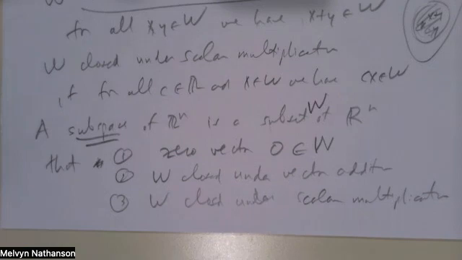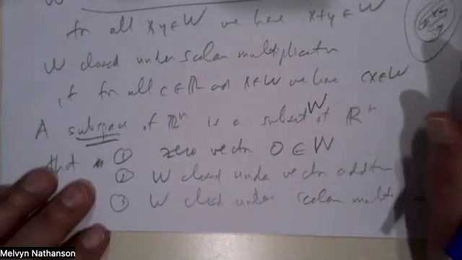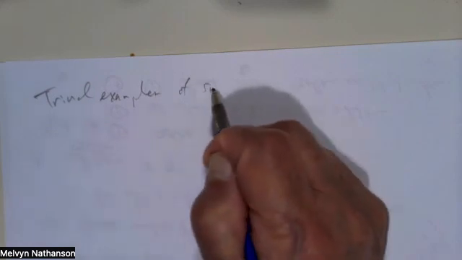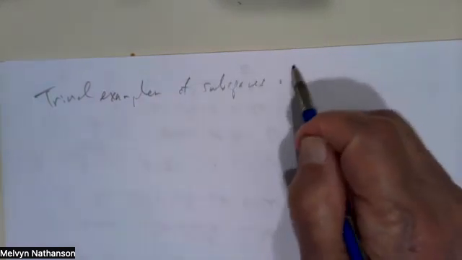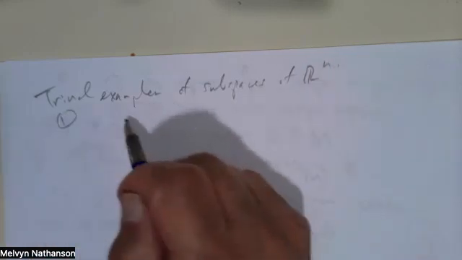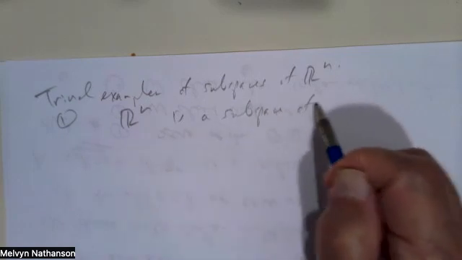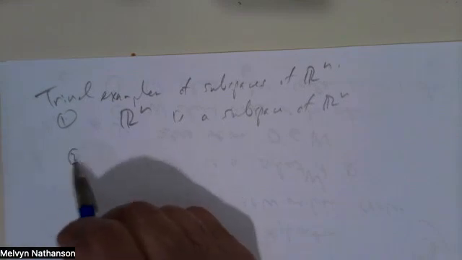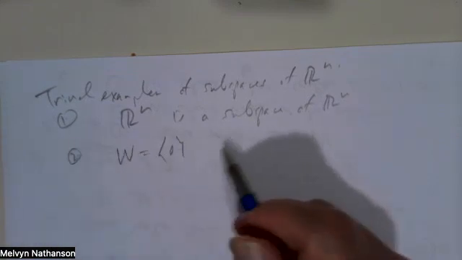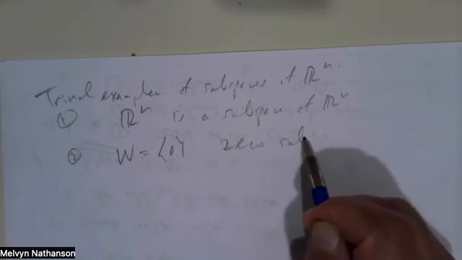And so we have some trivial examples of subspaces of Rn. The first is Rn. It's a subspace of Rn, because every set's a subset of itself, and Rn is closed under vector addition and scalar multiplication. And 2, W just consisting of the zero vector. This is sort of like the zero subspace.